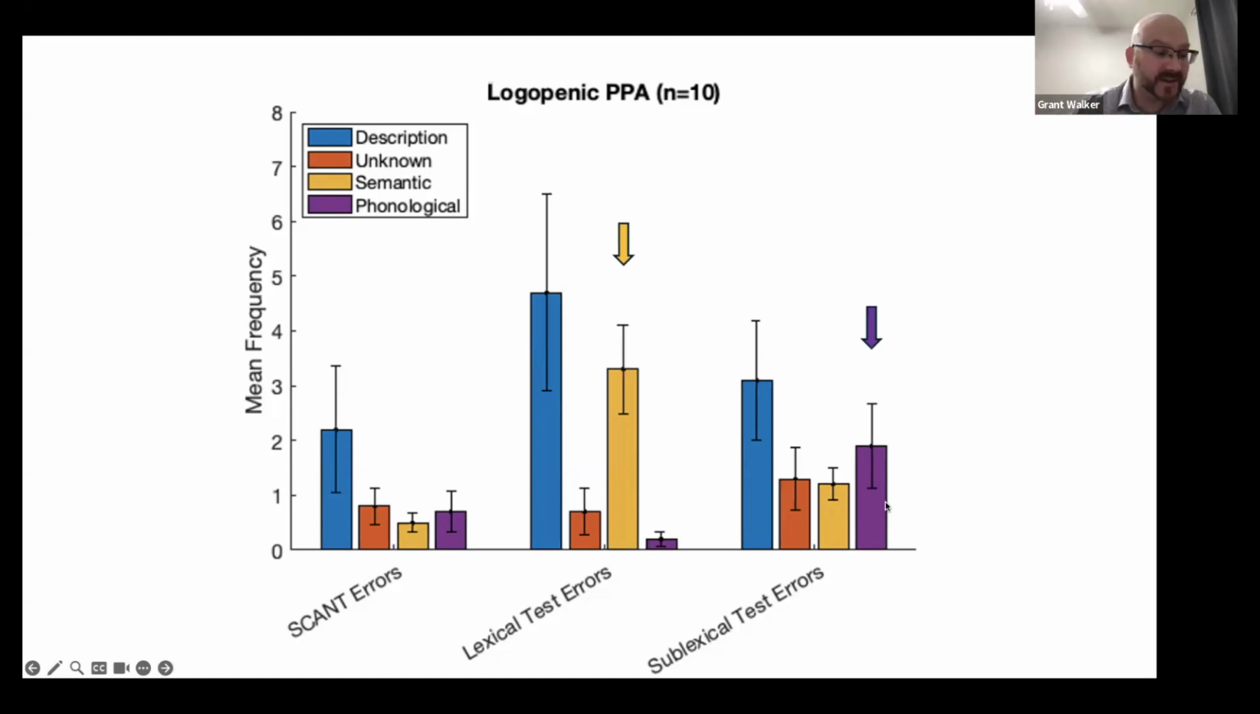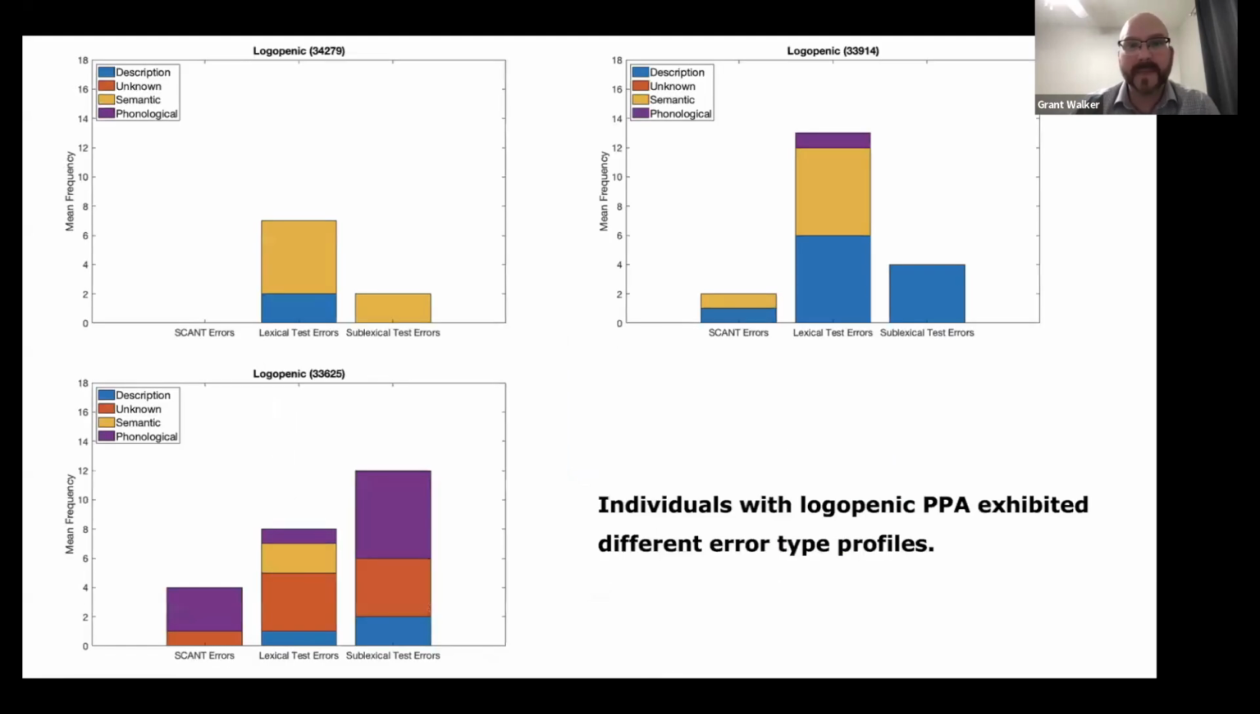And so we do see that there are these group level patterns to these different variants of progressive aphasia. Interestingly, and I don't want to make too much of this because we're still trying to figure this out, we did see that there are different naming profiles even within a group of folks who all have the same diagnosis of logopenic primary progressive aphasia. These two folks up here had more errors on the lexical test, and you can see the quality of the error is semantic and description.